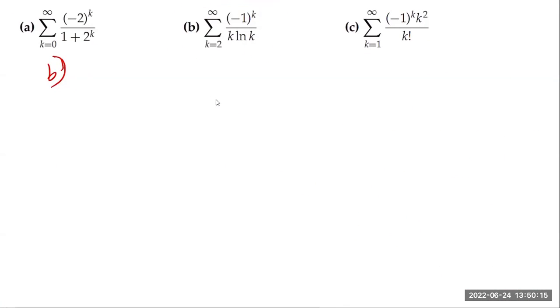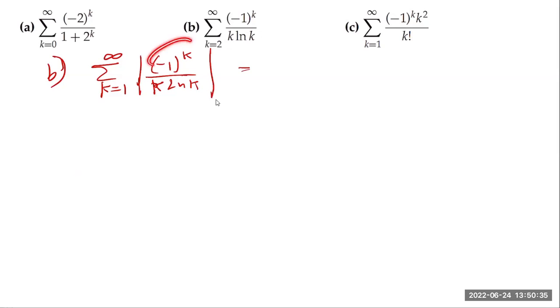To show that it is absolutely convergent, I'm going to get the corresponding absolute value series. k goes from 1 to infinity, absolute value of (minus 1) to the power k divided by k times ln k. When you take the absolute value, of course, this minus 1 is gone. Doesn't matter what power you have here, when you take the absolute value, it's always plus 1, right? So this is going to be equal to sigma k goes from 1 to infinity of 1 over k times ln k. Notice that here k goes from 2 to infinity, okay?